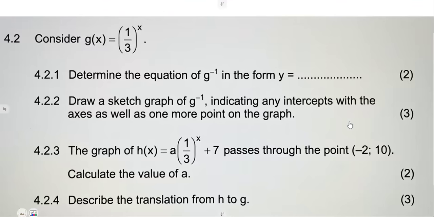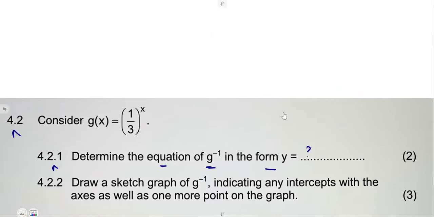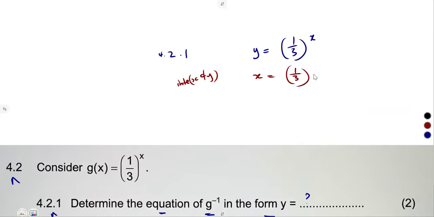That was 4.12. Now 4.2, we are given, consider g of x as 1 over 3 to the exponent of x. 4.21, determine the equation of its inverse in the form y is equal to. All right, how do I find the inverse of an exponential function? Just like what we had before with a linear function, y is equal to 1 over 3 to the exponent of x. The first thing is to interchange x and y. So it means x is equal to 1 over 3 to the exponent of y.